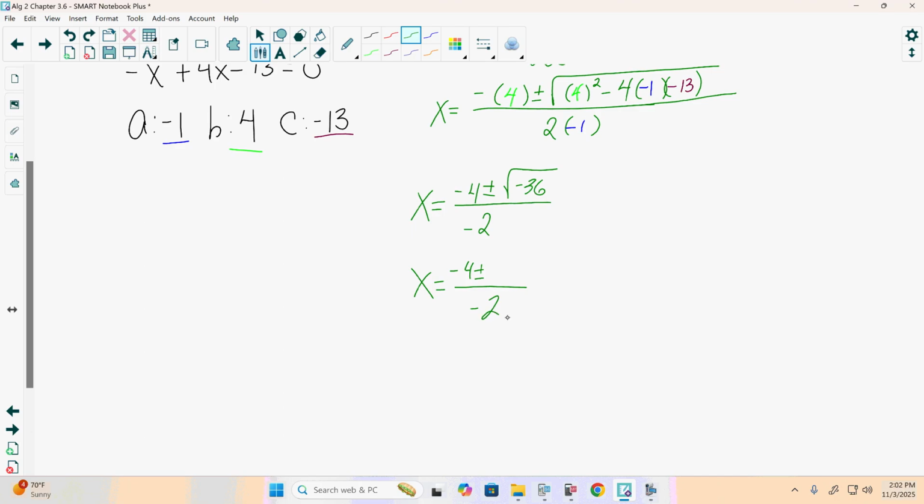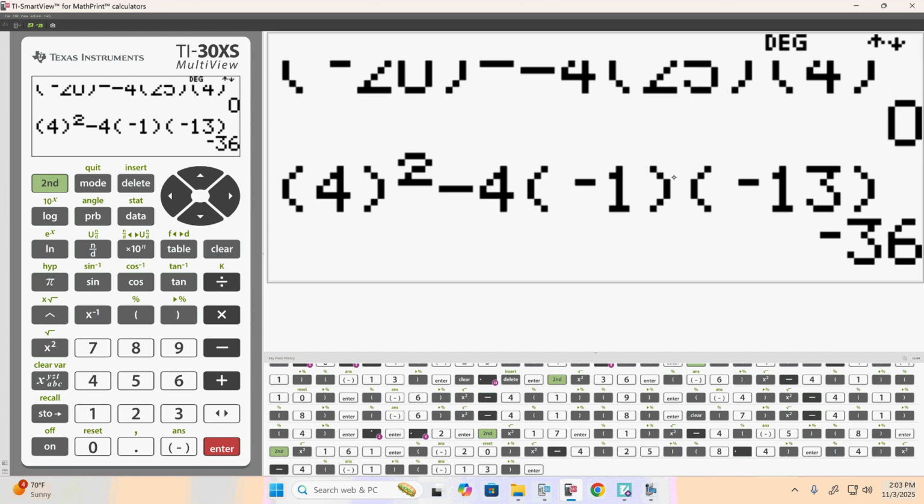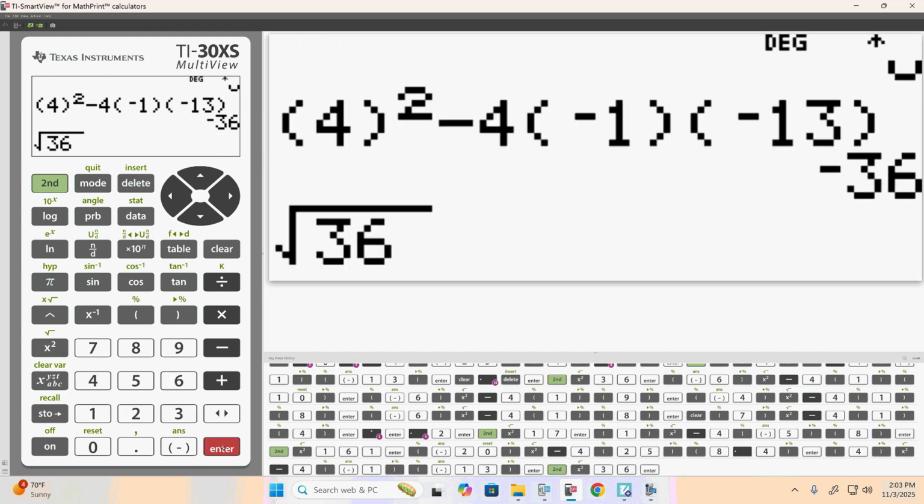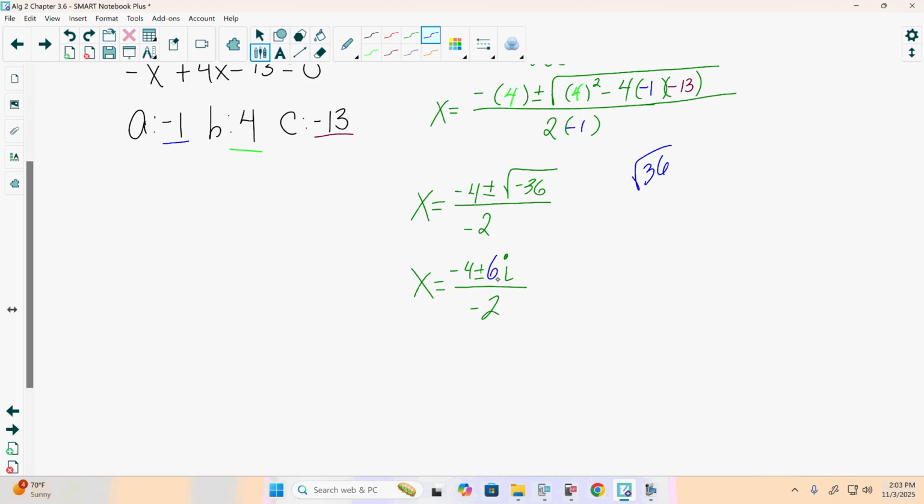But the negative inside the square root will come out as i. Since we're able to take the negative, that i, out of the radical, because i is the square root of -1, we factor that out. We're really just trying to simplify the square root of 36, which is 6, telling me also that the square root of -36 would be 6i. So what we have is x is equal to -4 plus or minus 6i over -2.